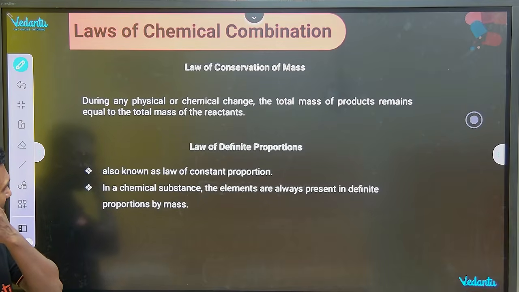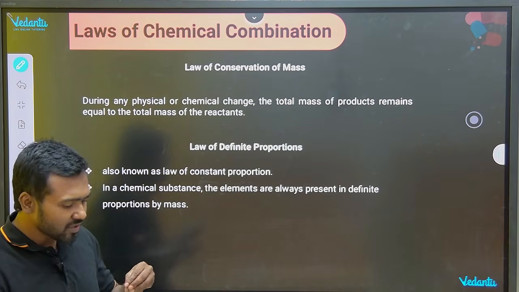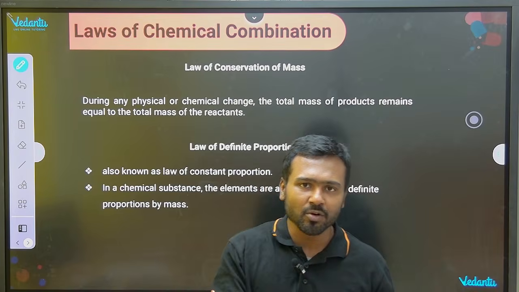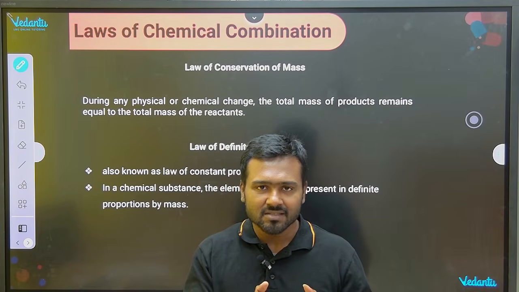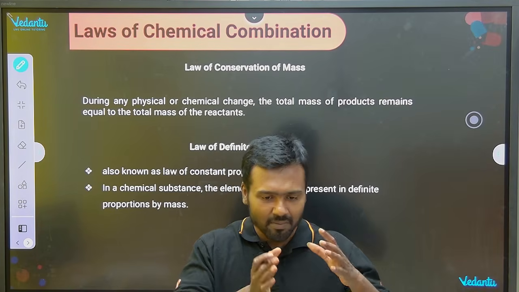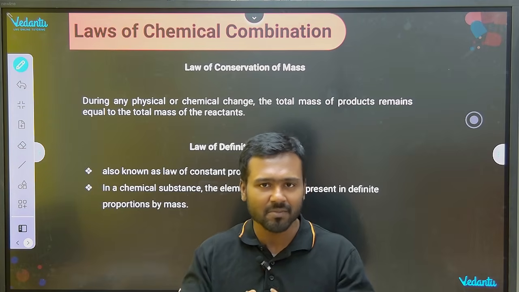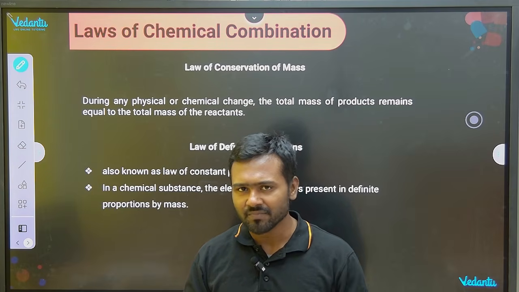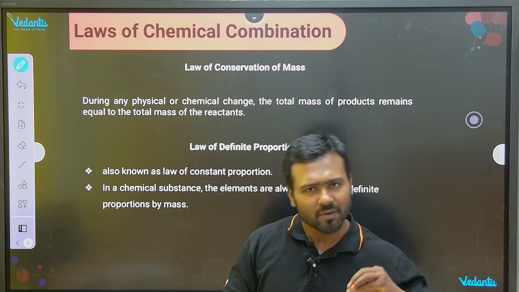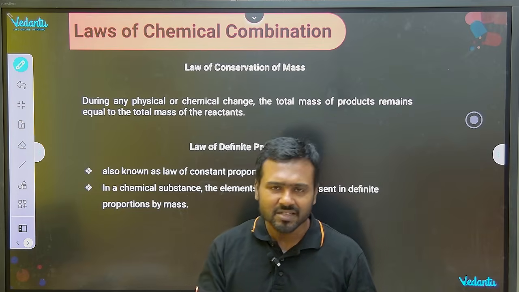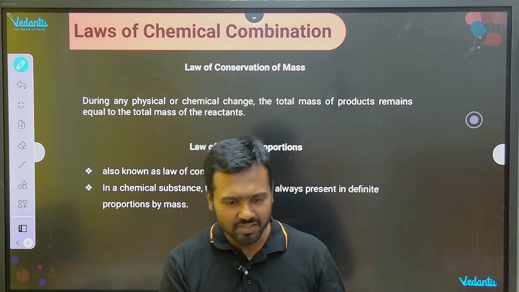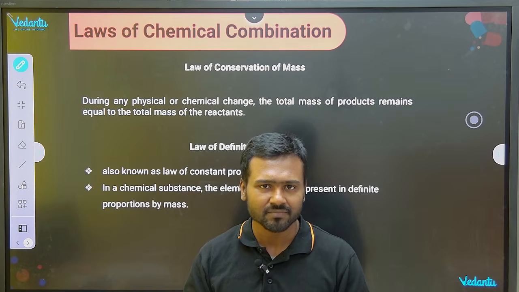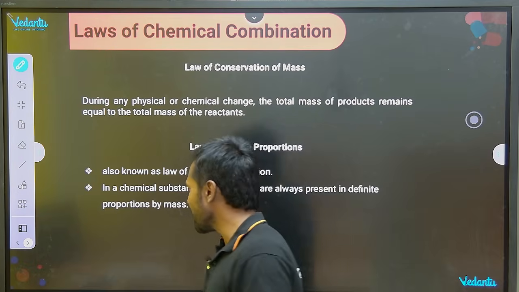And law of definite proportion means if you take any compound, in order to form that compound, those elements will always combine in a fixed proportion by mass. Let's take water. Whatever the source of water, whether you are getting the water from anywhere, it is H2O. That means the hydrogen and oxygen are combining in the ratio of 1:8.